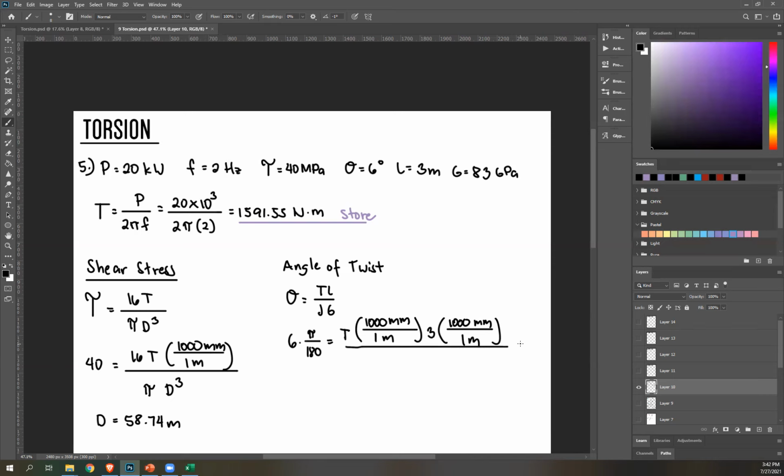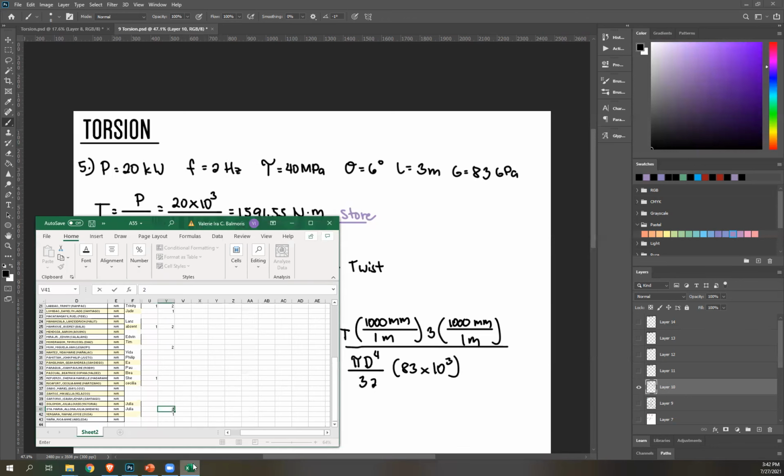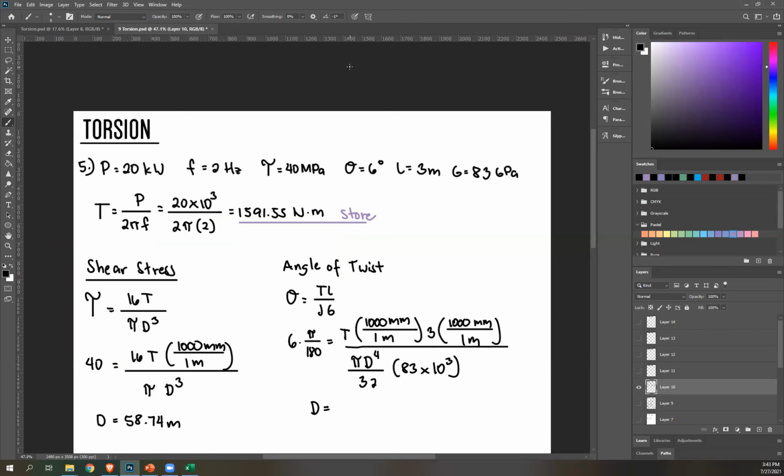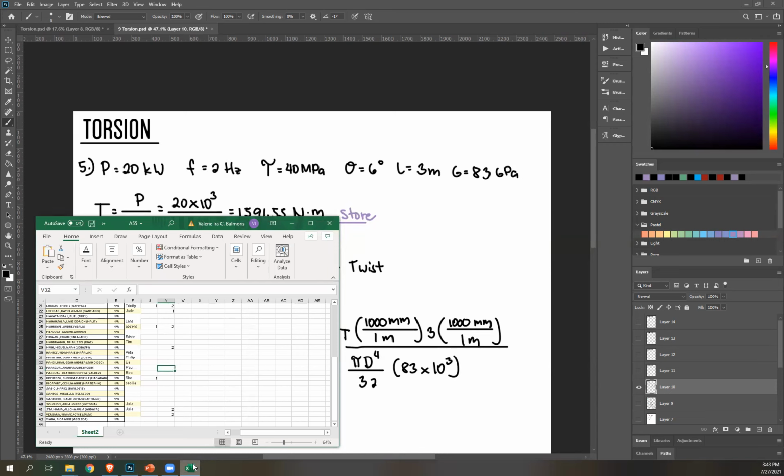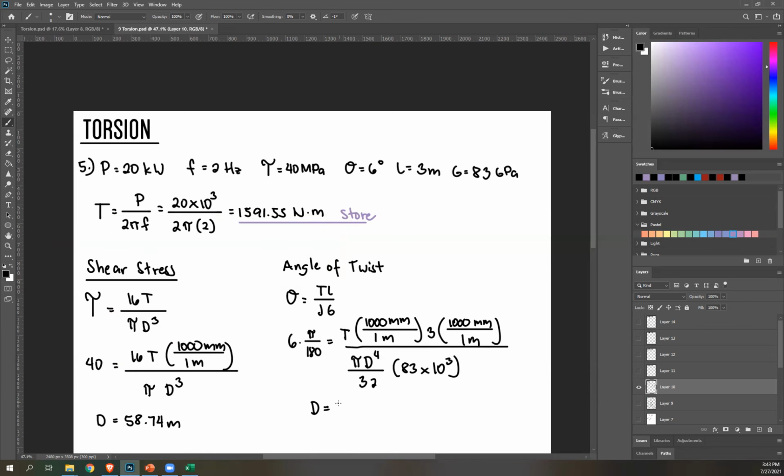J, this is a solid shaft, so the equation for J is the same, pi d to the 4th over 32. So pi, d is what we're looking for, over 32. And then G is given in GPa, convert to MPa, so that's just times 10 raised to 2. Please compute what's d. Correct, VMA? Who else? Correct, Vanessa. Okay, so 48.64 millimeter.